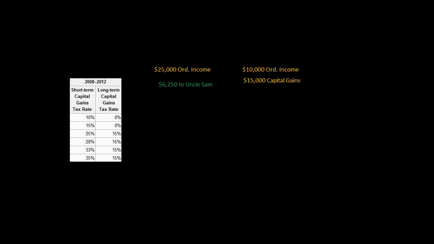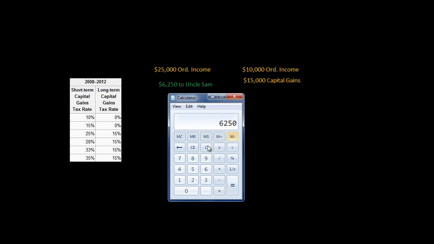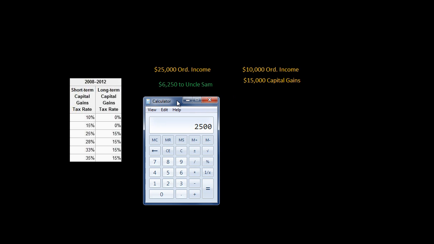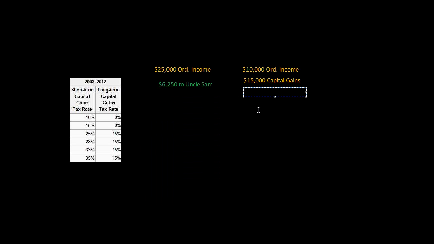Over here in this scenario, it's kind of a two-step process, but we'll do the $10,000, multiply it by 0.25, because that's still the ordinary income rate, right? And so we're going to pay $2,500.